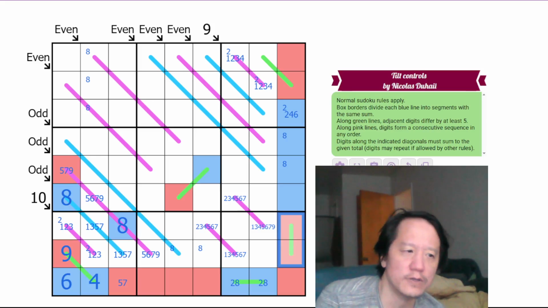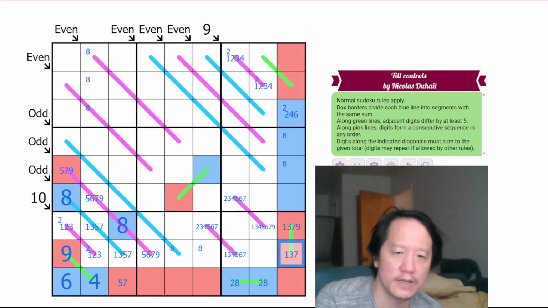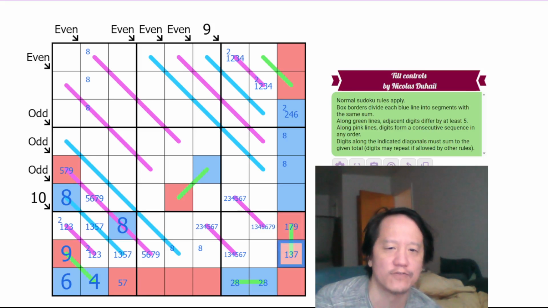These digits can be 1, 3, 7, or 9. 9 can't be here, so this can't be 3. If this were 3, none of these digits remaining are 5 or more away from it.